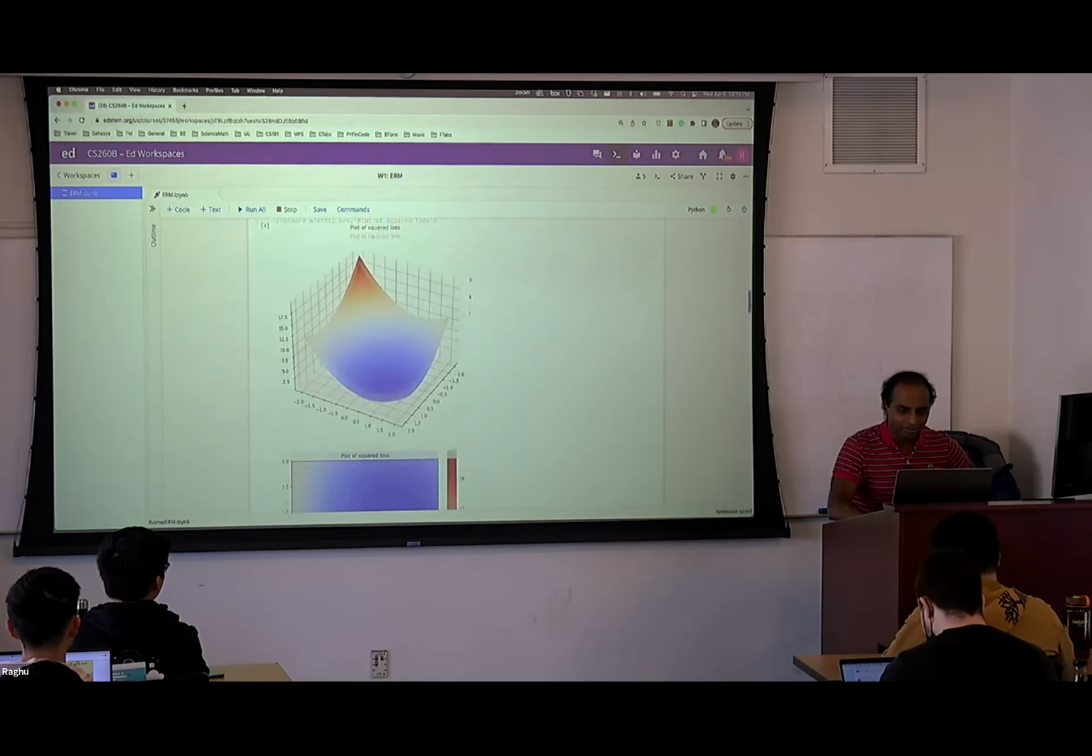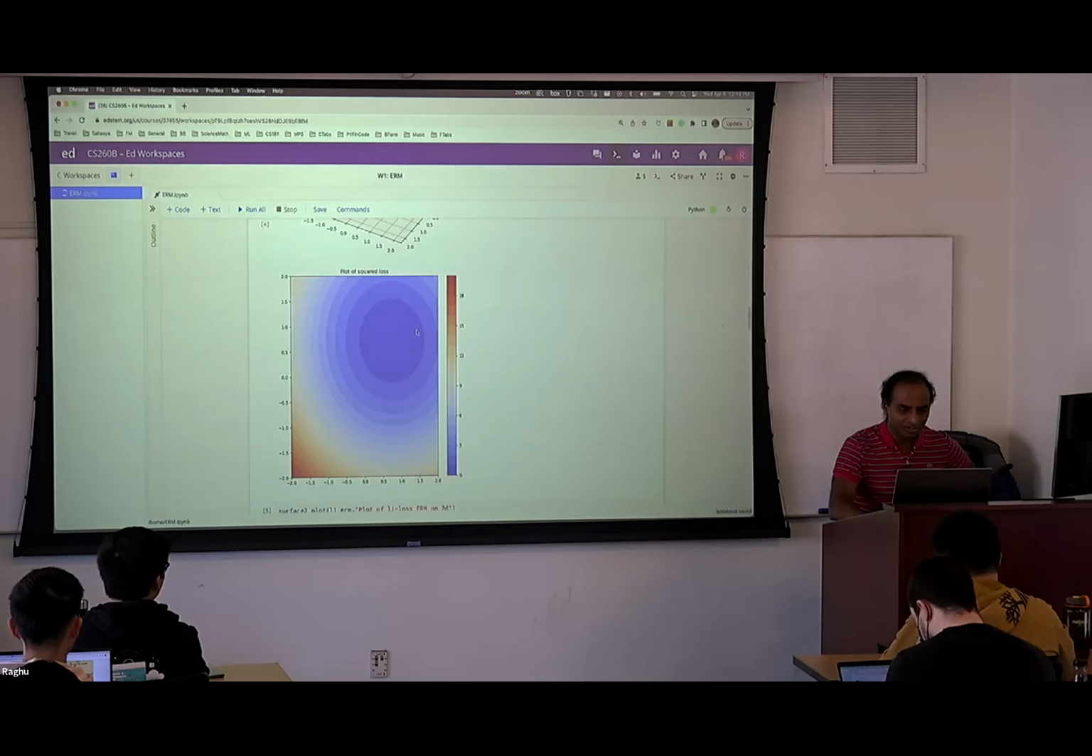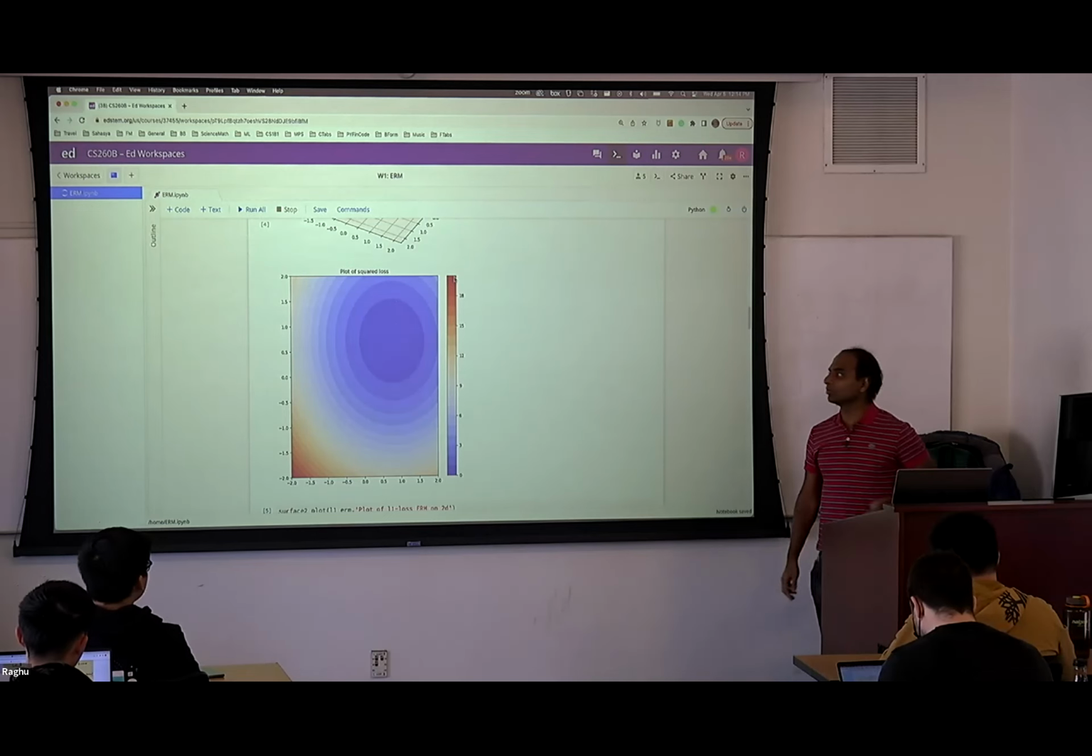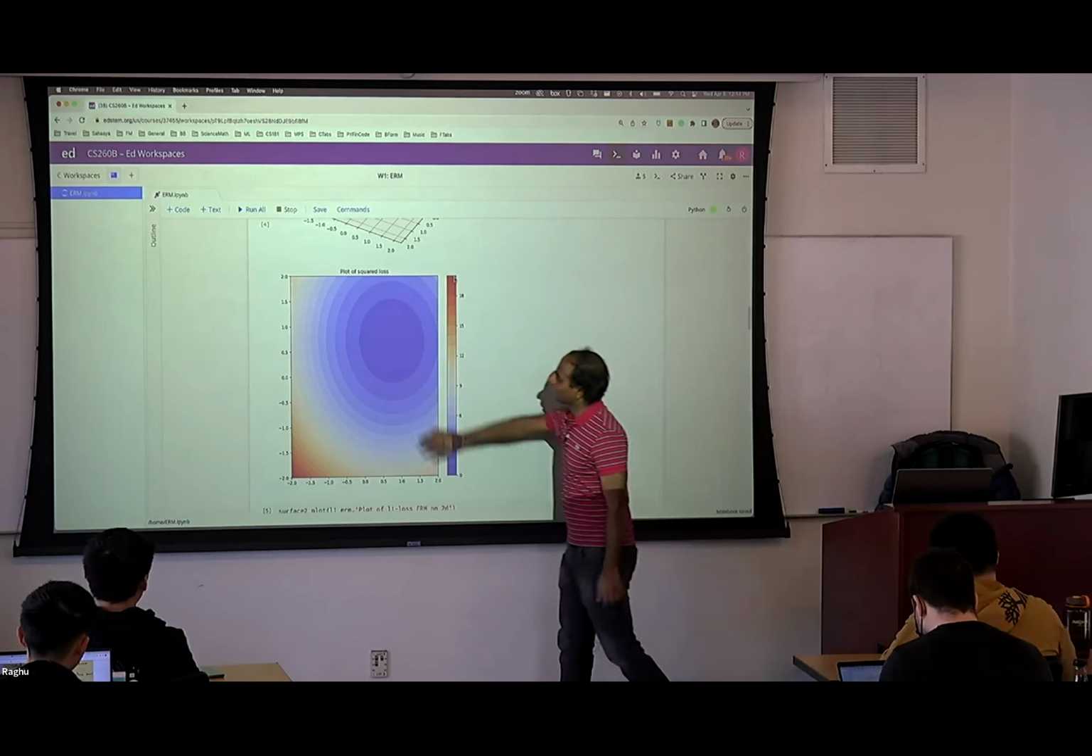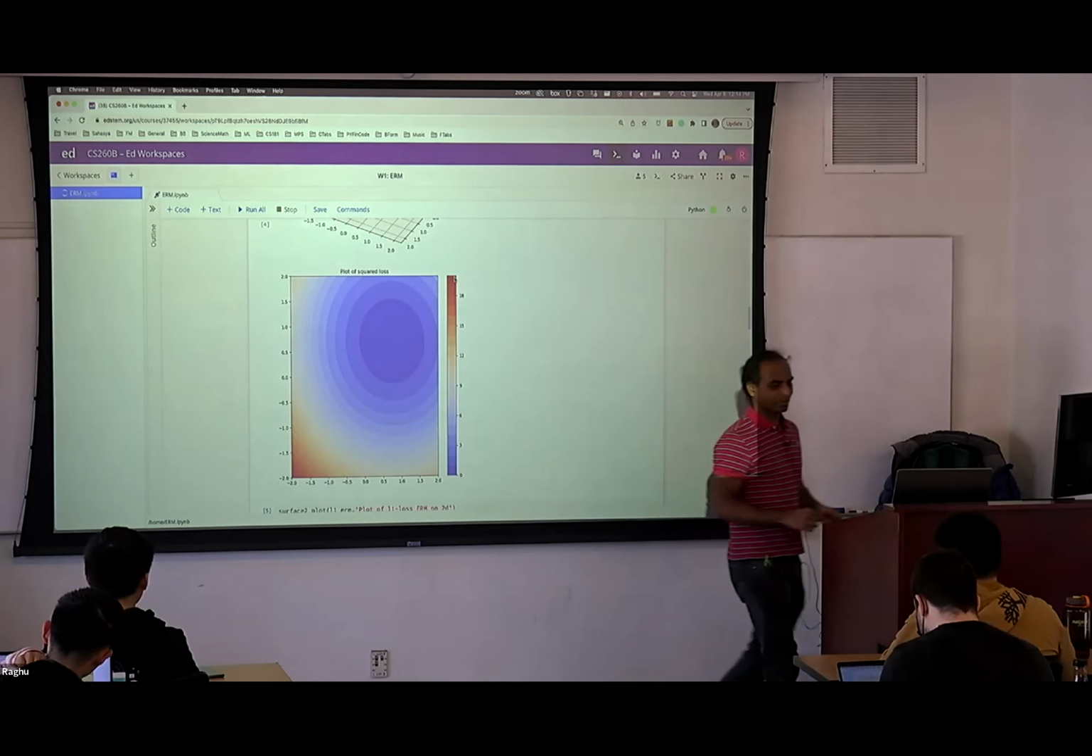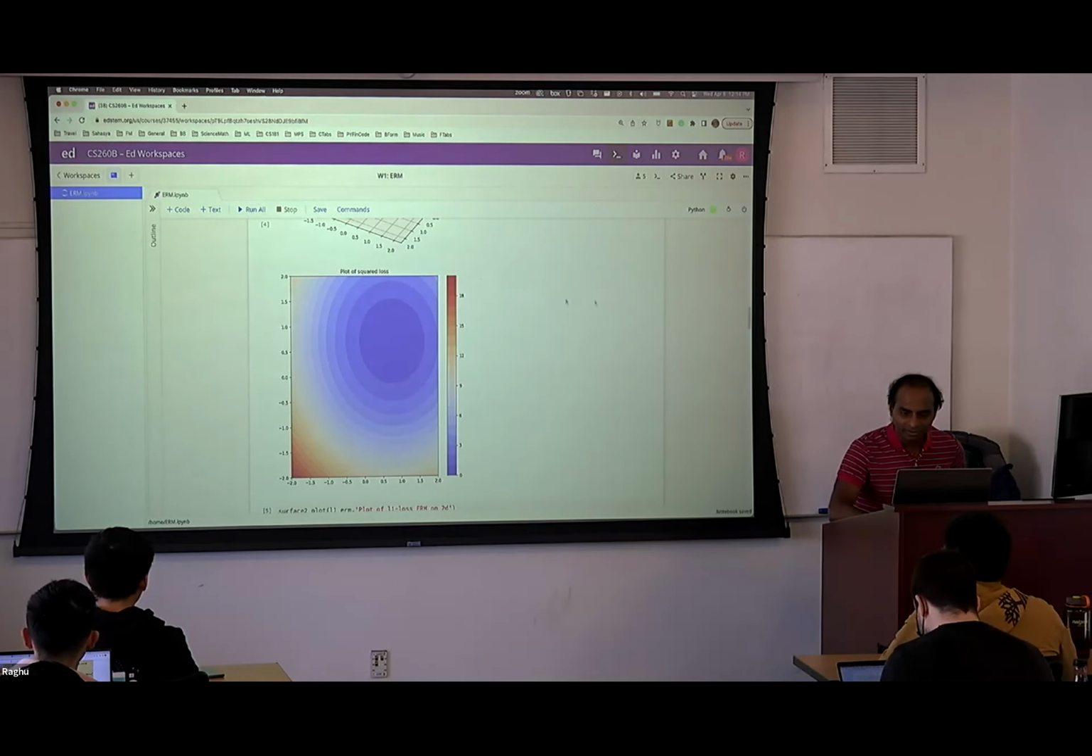And if I project it down to two dimensions and draw the contour plot, this is what it looks like. So the blue values are the smaller ones, the red values are the bigger ones. And if you want to minimize, we want to get to a blue value from wherever we are. Okay, bluer the better.